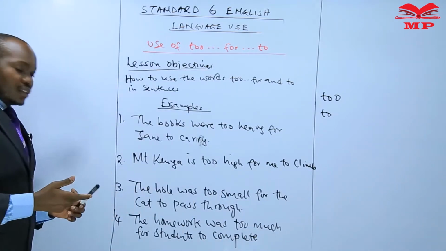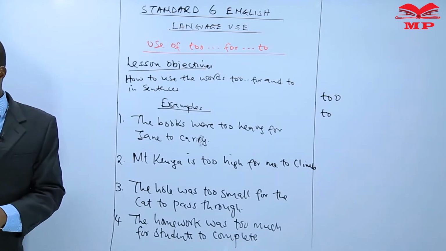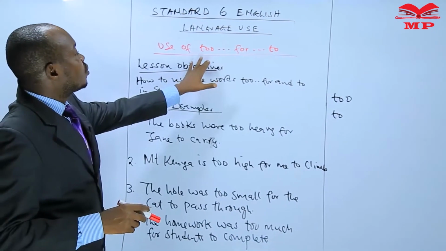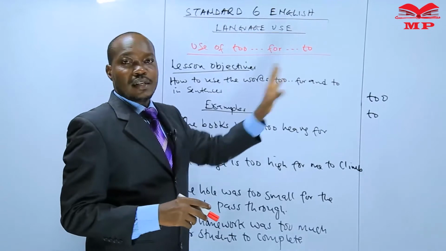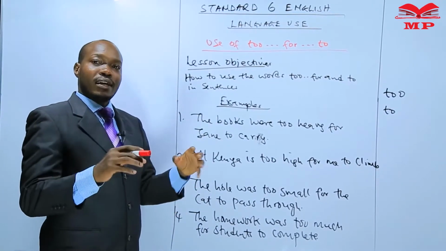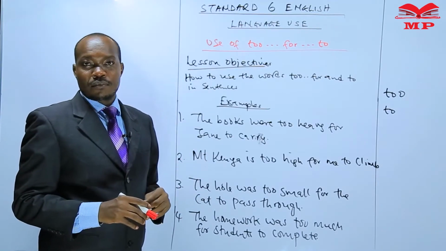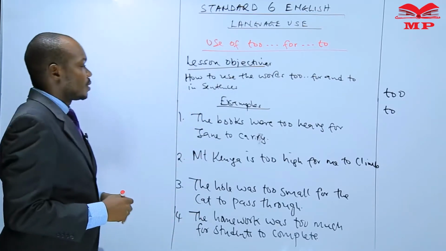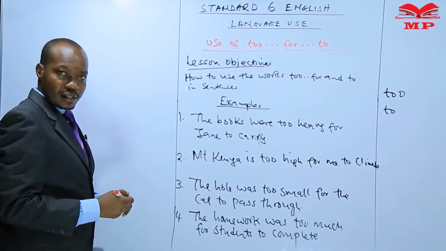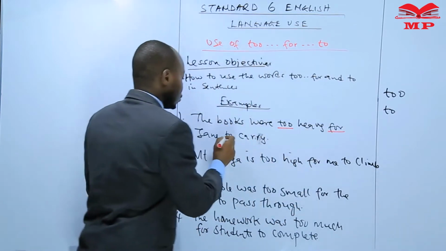Now I want us to look at those examples, and I want to encourage you to write those examples down. The words to, for, and to, when used in a sentence, show an impossibility, that the task is too much for you to carry out. Now look at these examples. The books were too heavy for Jane to carry. Too heavy for Jane to carry.